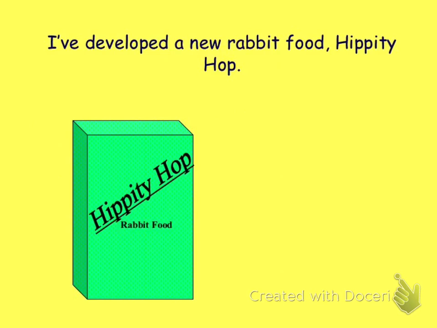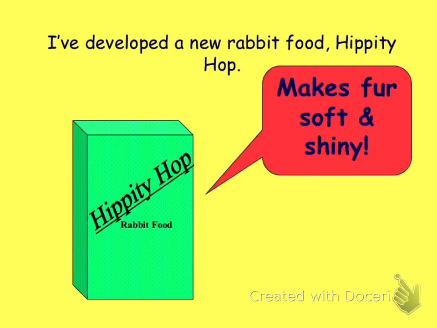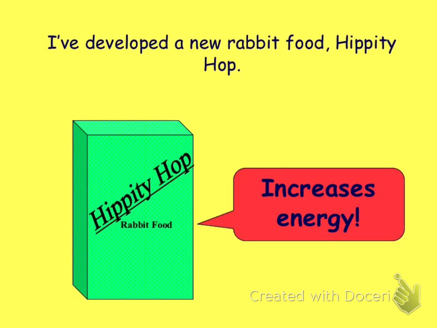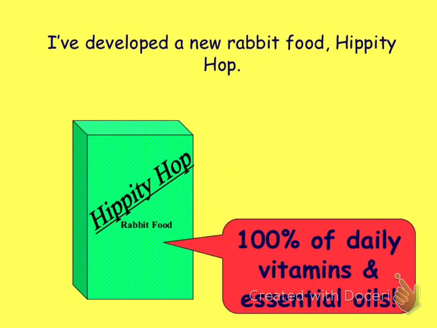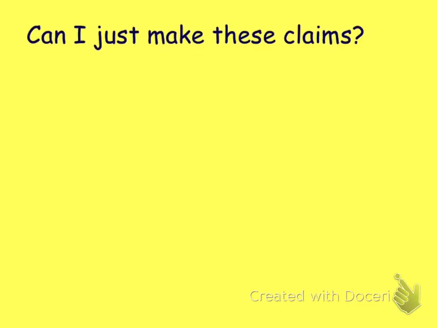So this is where it gets really weird. I'm not gonna lie, this is the weirdest PowerPoint I've ever seen, but it gets the job done. I developed a new rabbit food, Hippity Hop. Makes fur soft and shiny. Increases energy. 100% of daily vitamins and essential oils. All vitamins for the rabbits. Can I just make these claims? No, obviously not. I mean, you could. 100% of daily vitamins. We've got to back it up.